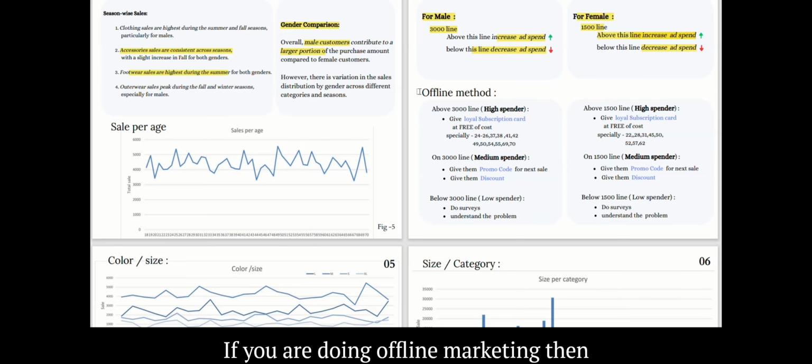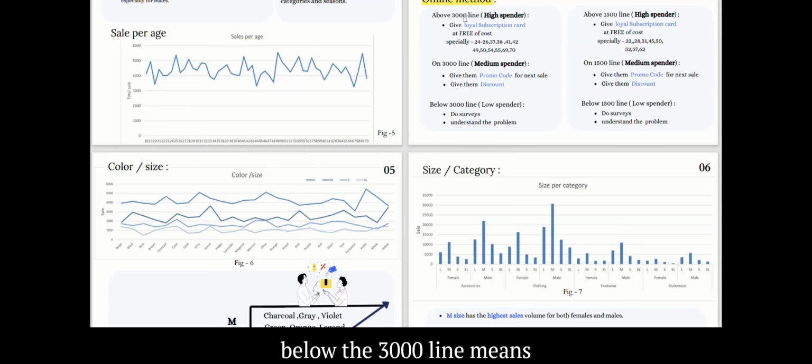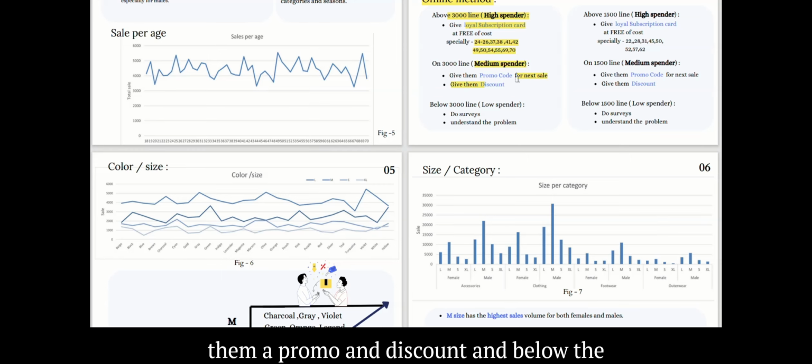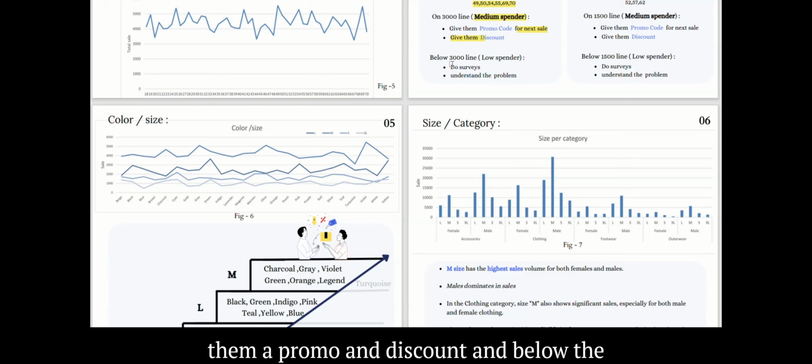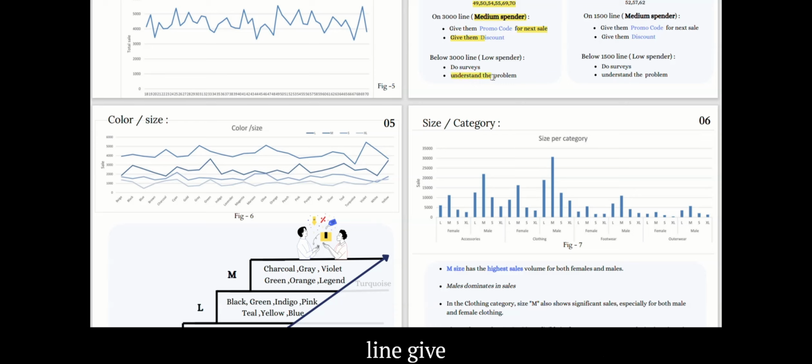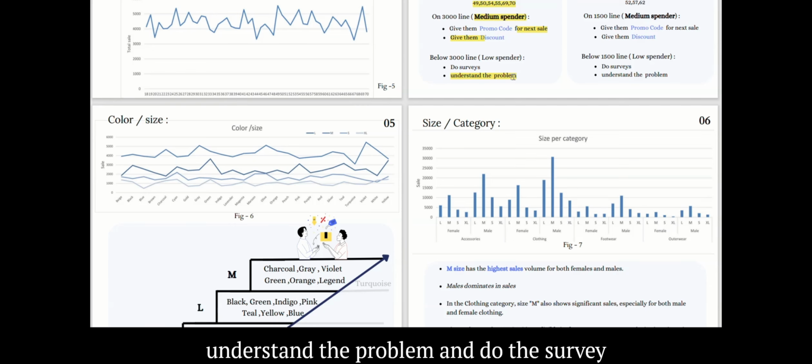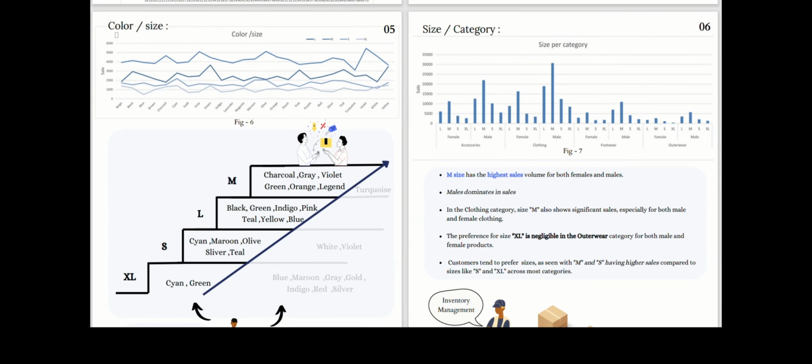If we are doing offline marketing, then above the 3000 line, especially this age group, those are the higher spenders, give them a royal subscription card. For the medium spenders, give them a promo and discount, and below the line, understand the problem and do the survey.